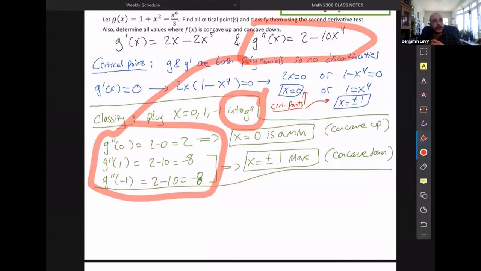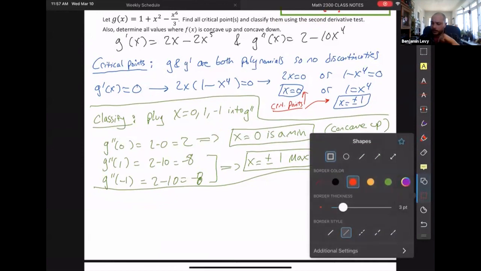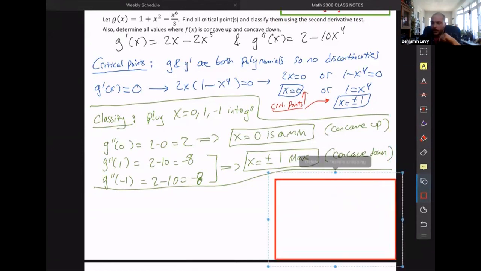When it's a positive value, we have concave up, therefore a min. Negative value means concave down. So we have the 0 being a min, and the endpoints there being maxes, which seems kind of strange when you think about both those points being maxes. But we'll also draw the picture in a second here. So let's leave a little bit of room for the picture right here. Classification, okay. I'm also going to answer that last question about where the concavity changes.